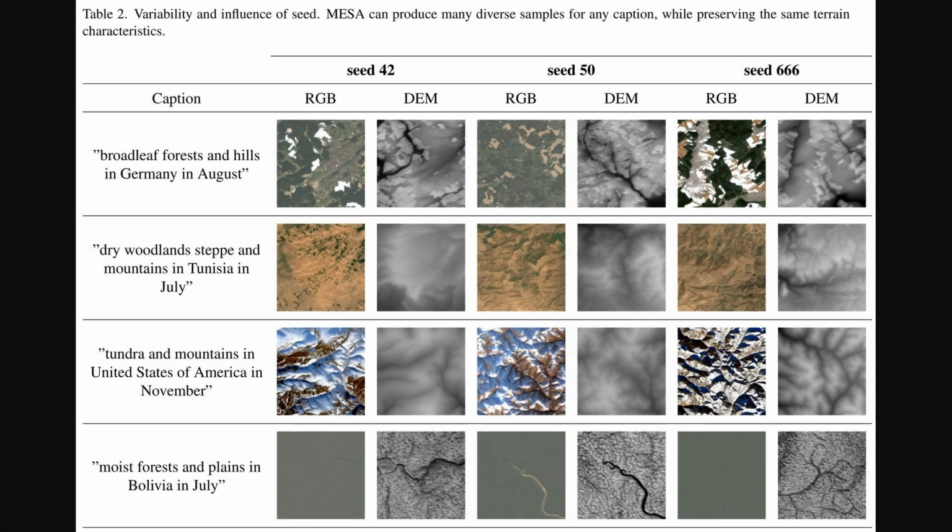Right. So we saw the huge dataset MESA was trained on. In this table, it shows some results. Specifically, it demonstrates how changing the random seed during generation affects the output. You can see for each text caption, like broadleaf forests and hills in Germany in August, they generated terrain using 3 different seeds: 42, 50, and 666. The resulting RGB images and DEMs are clearly different, but well, they all still match the description of forests and hills in Germany. This shows MESA can produce a lot of variety for the same prompt.